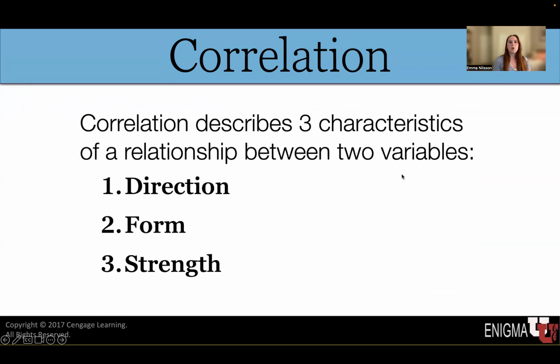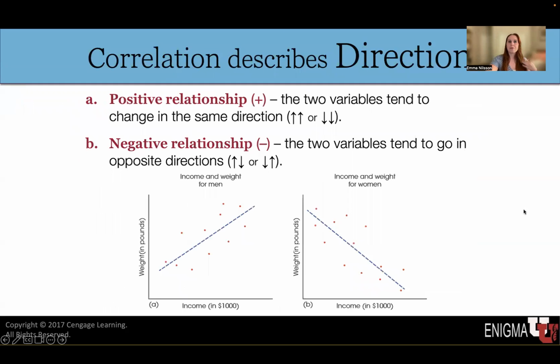So correlation describes three characteristics of a relationship between two variables. One is the direction of the relationship. Two is the form that the relationship takes. And three is the strength of that relationship. So, direction. A correlation describes direction. We can have two directions of our correlations: a positive relationship or a negative relationship.